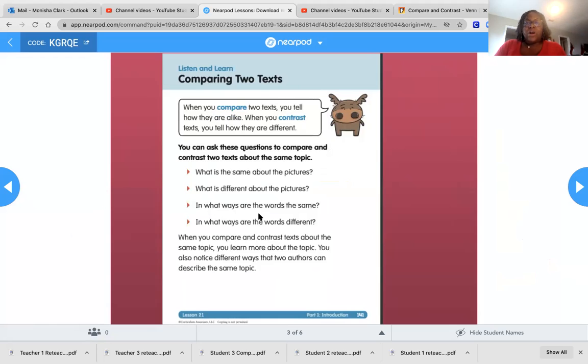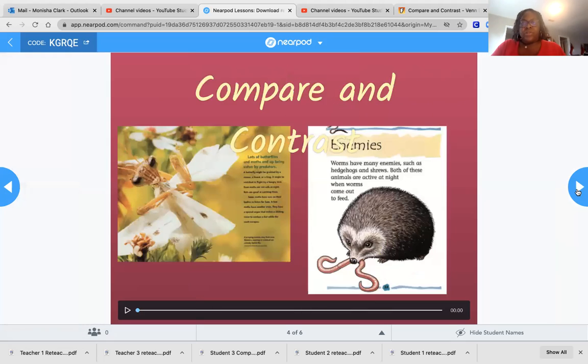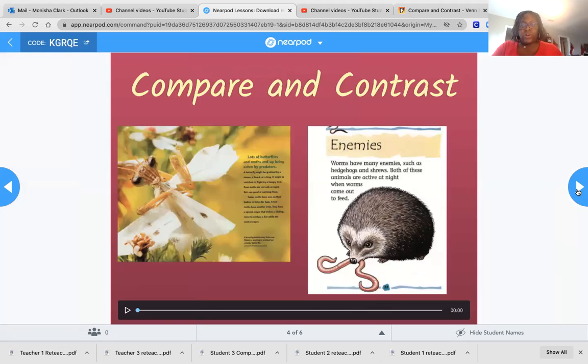In what ways are the words the same? In what ways are they different? I'm going to give you some time, and I know these words are kind of small, so if you can't really see them, see if you can make the slide big. I'm going to pause for a moment to give you time to see how the wording in one passage is the same and how it's different.